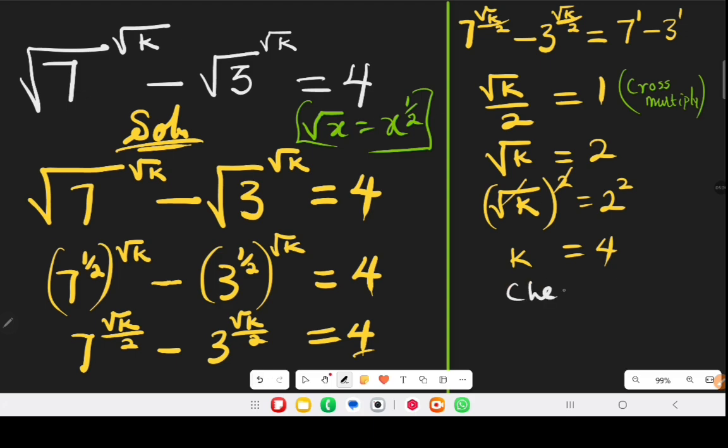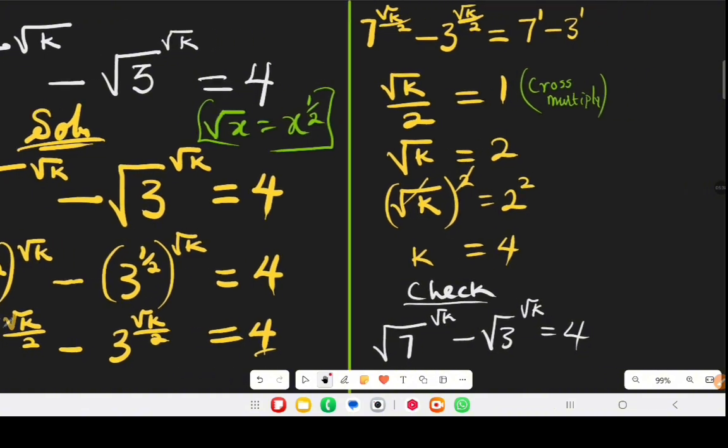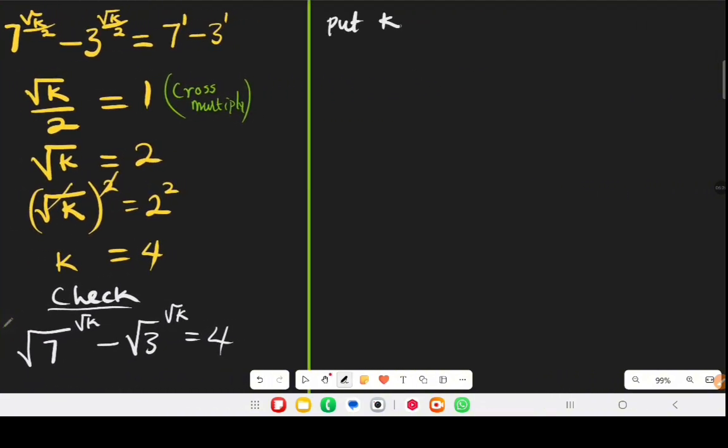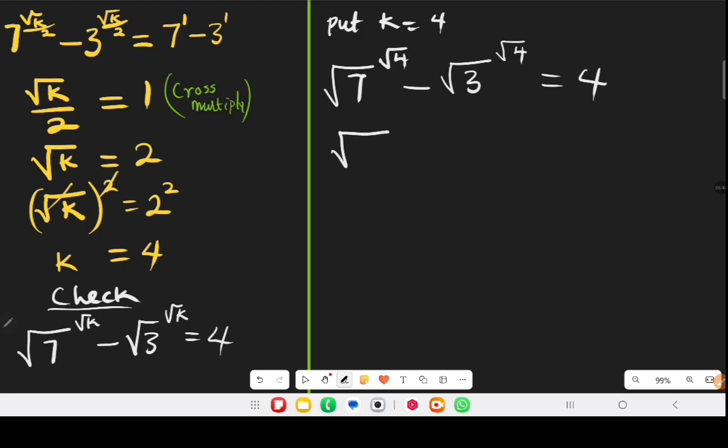We write check and copy down the original equation, which is root of 7 raised to the power of root of k minus root of 3 raised to the power of root of k equal to 4. Now we move further. Put k equals 4 into the original equation. We have root of 7 raised to the power of root of 4 minus root of 3 raised to the power of root of 4 is equal to 4. Root of 4 is equal to 2.